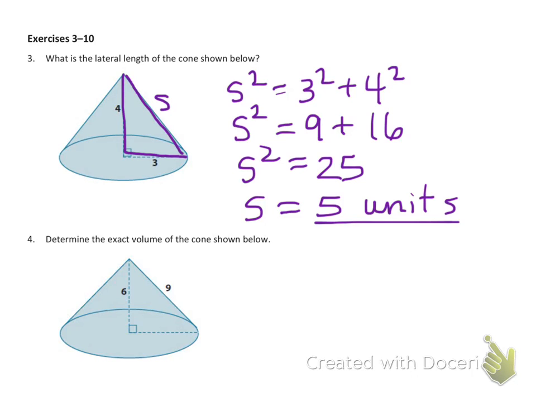All right, determine the exact volume of the cone shown below. We have been given the height of the cone, but not the radius. I'm going to need the radius in order to find the area of the base, so that I can multiply by the height and by 1/3 to find the volume of that cone. So let's first find the radius of the cone. We're going to do that by using the Pythagorean theorem. So we'll call this R.